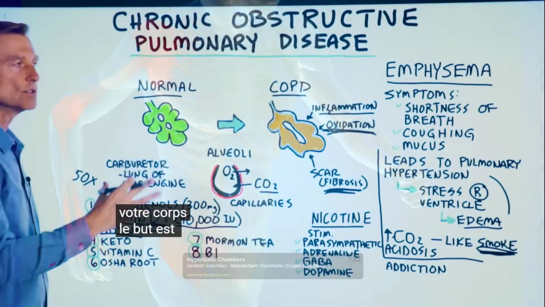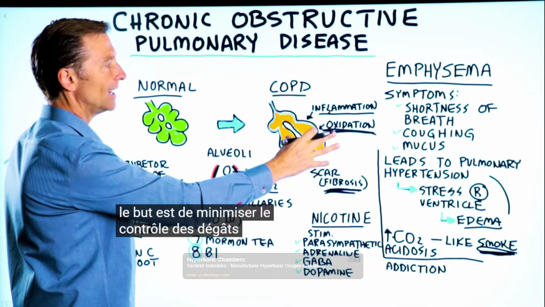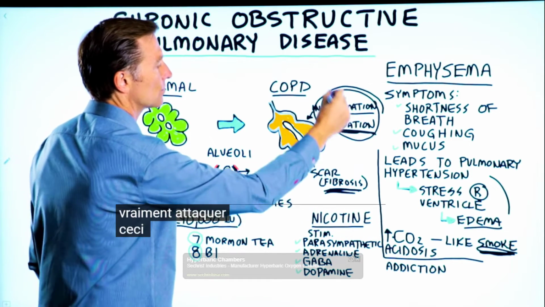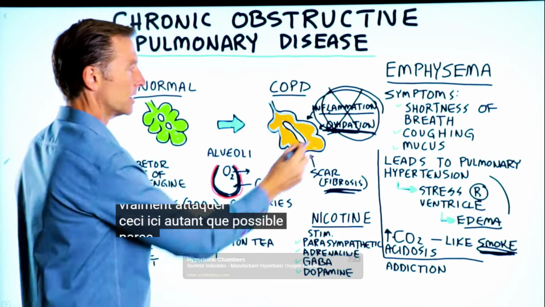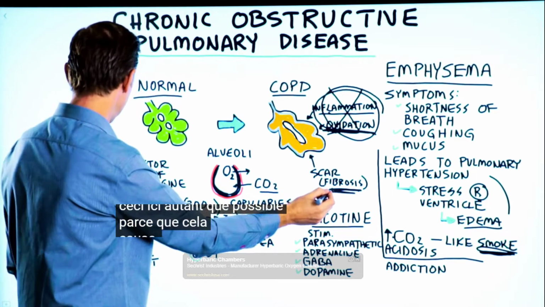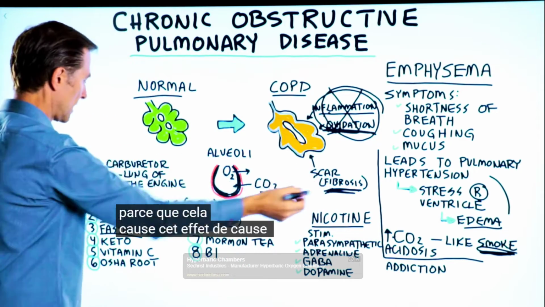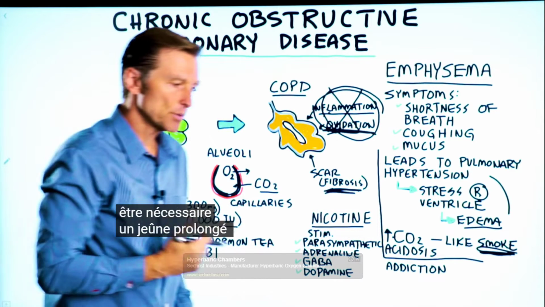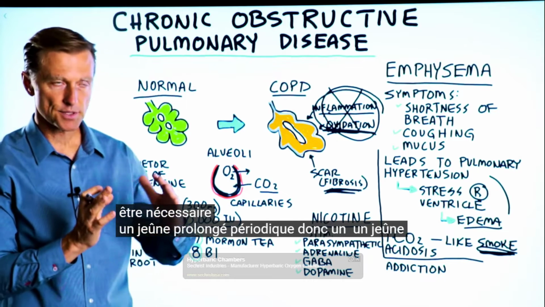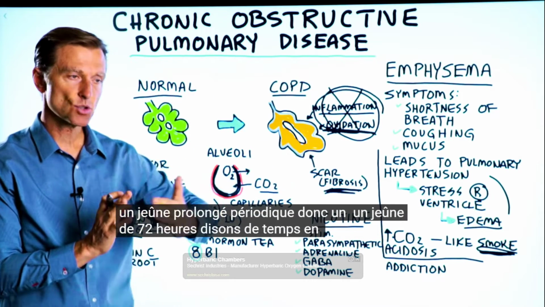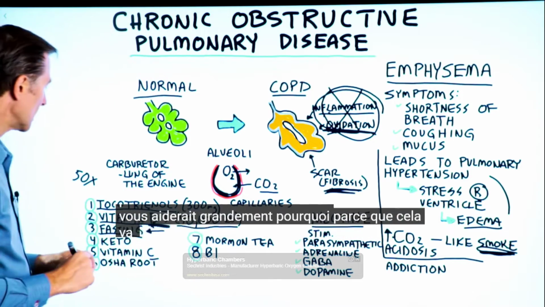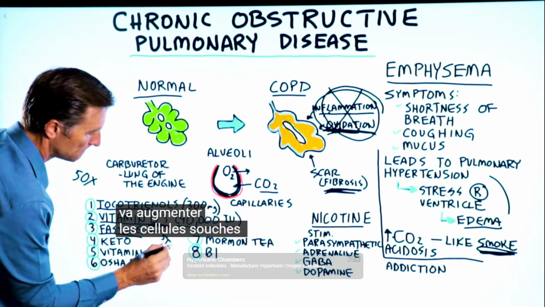The goal is to minimize the damage control and extend your life. So we want to really attack this right here as much as possible, because this is causing this. Cause effect. So fasting is going to be necessary. Periodic prolonged fasting. So a fasting of 72 hours, let's say every so often, maybe every 2 weeks, would greatly help you. Why? Because it's going to increase stem cells.